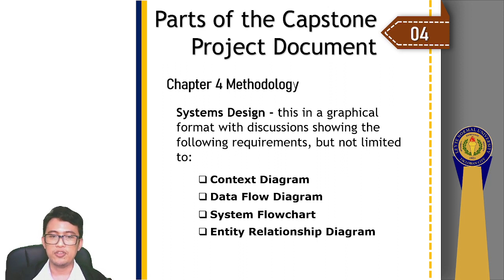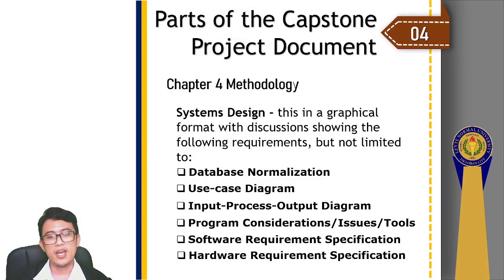Then we have the entity relationship diagram, or the ERD, another important thing that you are going to include under systems design. ERD is very important because it is a graphical representation of your database. Okay. Then under systems design, we still have database normalization. You should show at least up to the third normal form of your database. Aside from the ERD, you are also to show your database normalization up to the third normal form.